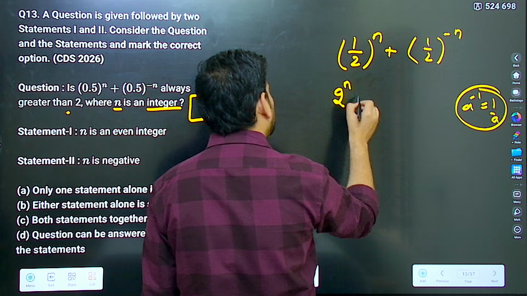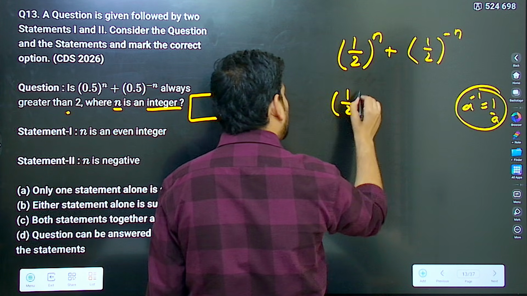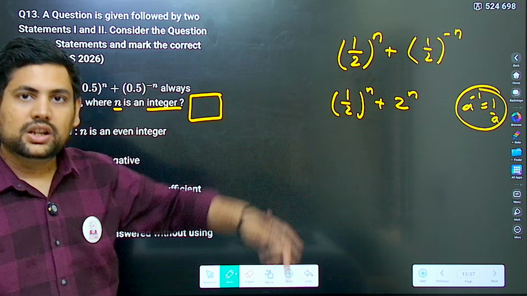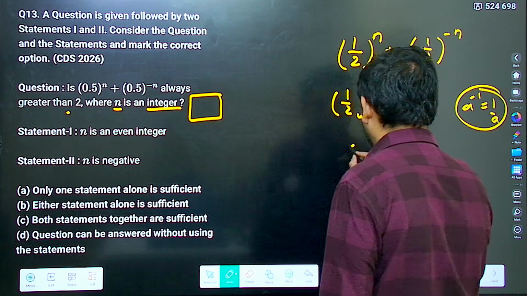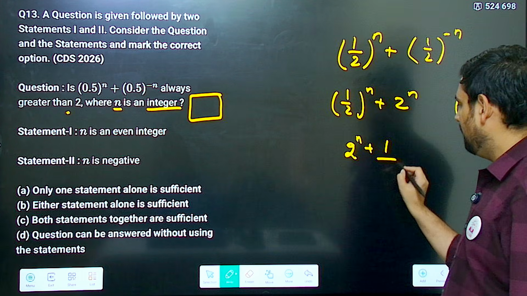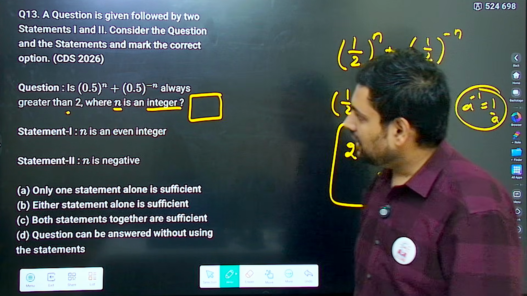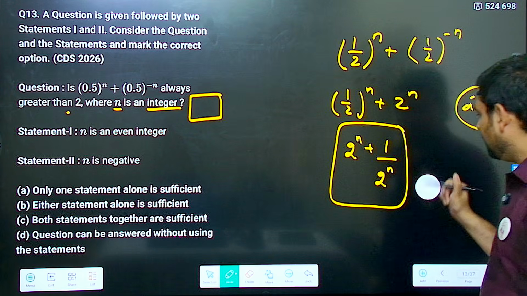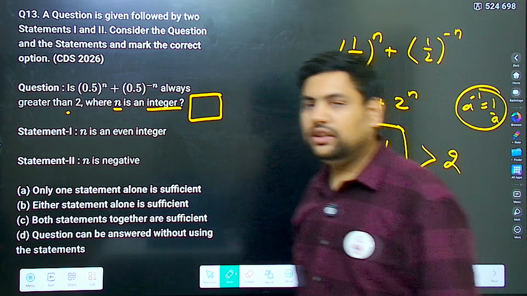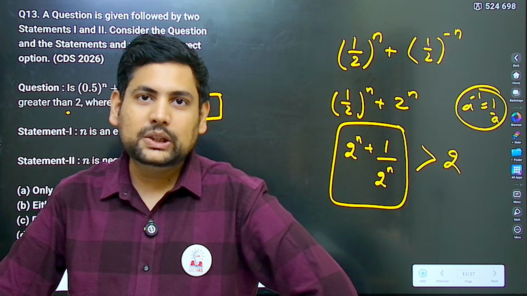So here also you can just take the reciprocal. So this part will become 1 by 2 power n plus 2 power n. I've just taken the reciprocal. Now if I write it like this, this becomes 2 power n plus 1 by 2 power n. This is the expression. Now it is asking you, is it always greater than 2? For what values of n will it be greater than 2? What do you think?